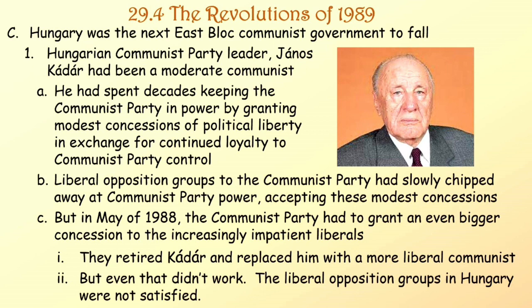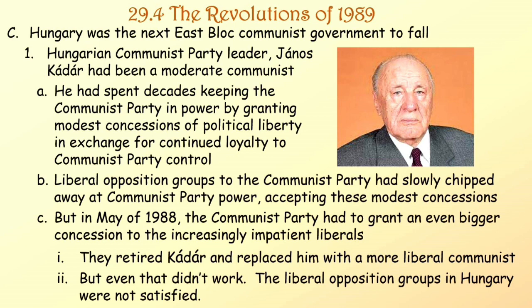Hungary was the next East Bloc communist government to fall. Hungarian Communist Party leader János Kadar had been a moderate communist. He had spent decades keeping the Communist Party in power by granting modest concessions of political liberty in exchange for continued loyalty to Communist Party control. Liberal opposition groups had slowly chipped away at Communist Party power, accepting these modest concessions.